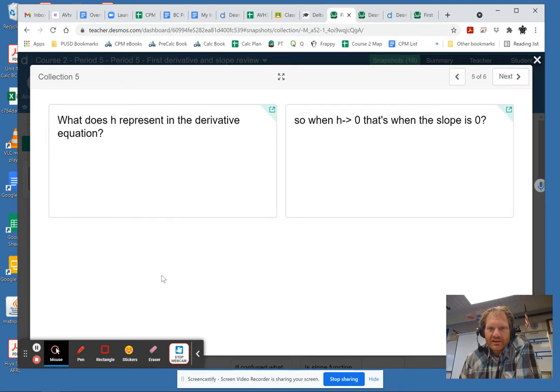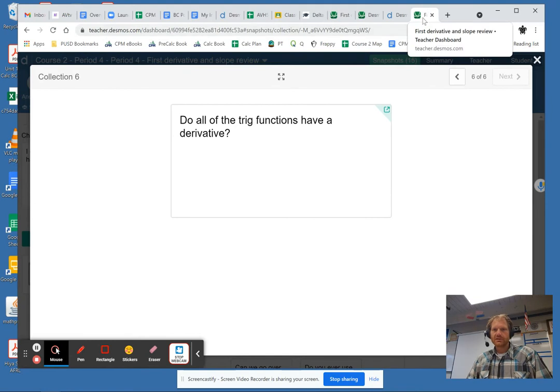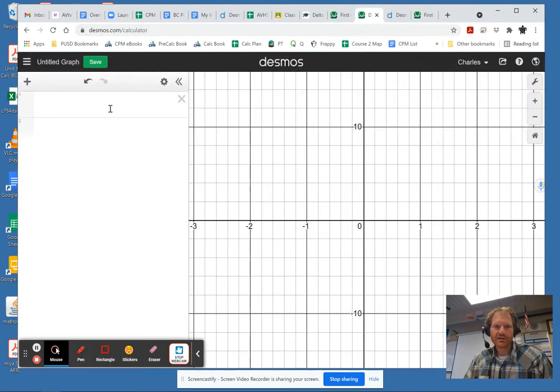What does h represent? So when h is greater than 0, that's when the slope is 0. Why does derivative measure? Why are tangents important? What does derivative measure? Sorry. So a derivative graph is like if you made the y value slope of the original graph and the x value, or whatever the x value original graph was, right?